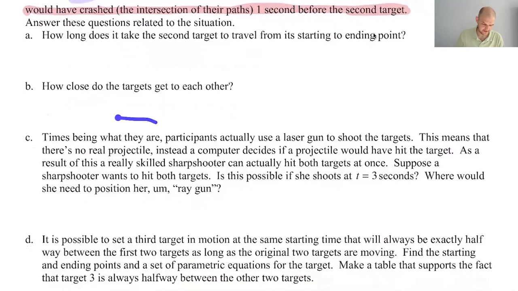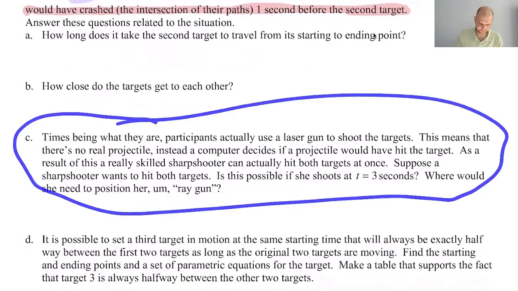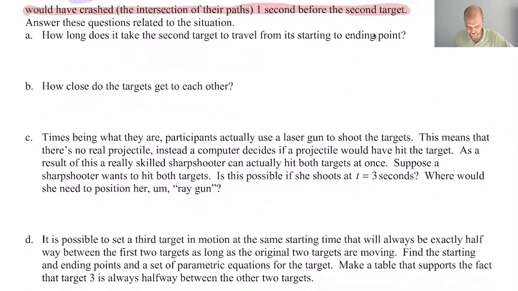So times being what they are, participants actually use a laser gun to shoot the targets. This means there's no real projectile. Instead, a computer decides if a projectile would have hit the target. As a result of this, a really skilled sharpshooter can actually hit both targets at once.